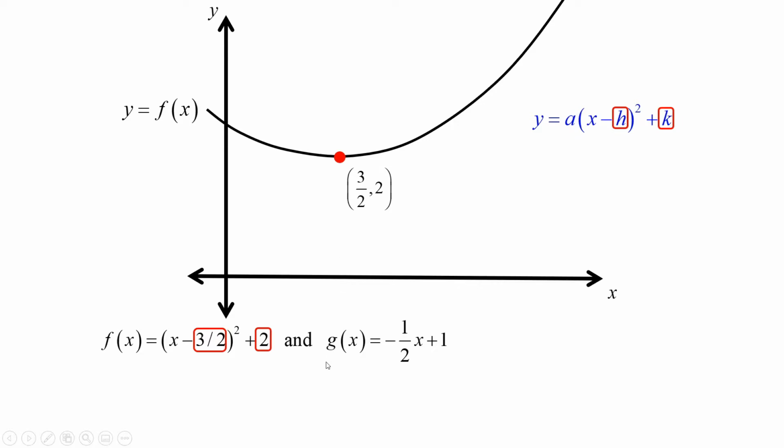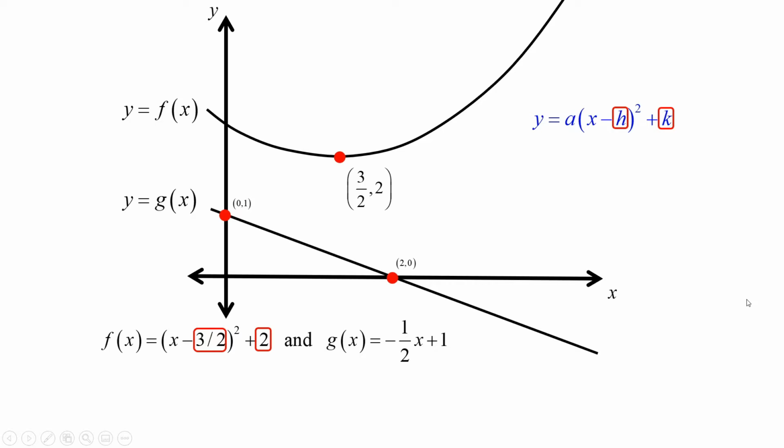Now let's graph g of x, which is linear. I have a y-intercept of 1, so I'm going to try to put this to scale here. If this is y equals 2, then y equals 1 would be about halfway, right in there. And then I have a slope of negative 1/2. Well, that means I'm dropping 1 and running 2. There I'm at 1, there I'm at 1.5, so 2 would be right out in here somewhere. So that is the point (2, 0) right there. And two points determine a line, so here is my line right there.